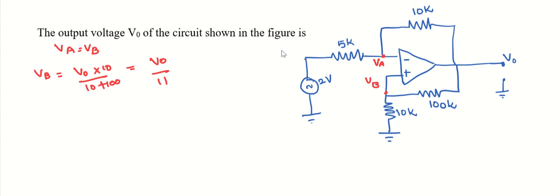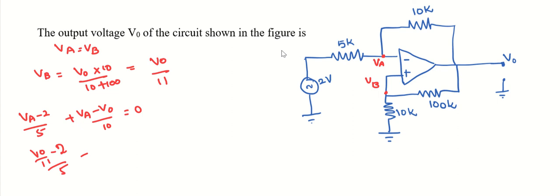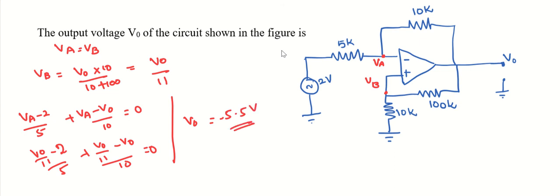And when we apply KCL at this point, we can write (VA minus 2) divided by 5K plus (VA minus V0) divided by 10K equal to 0. We can substitute VA equal to V0 by 11 because here VA equal to VB. So (V0 by 11 minus 2) divided by 5 plus (V0 by 11 minus V0) divided by 10 equal to 0. When you simplify this equation, you will get V0 equal to minus 5.5 volt. This is the answer for this question.